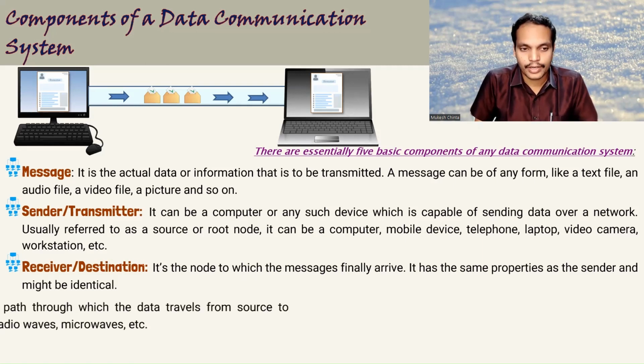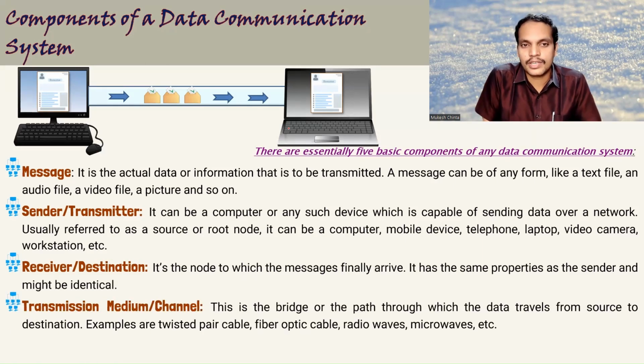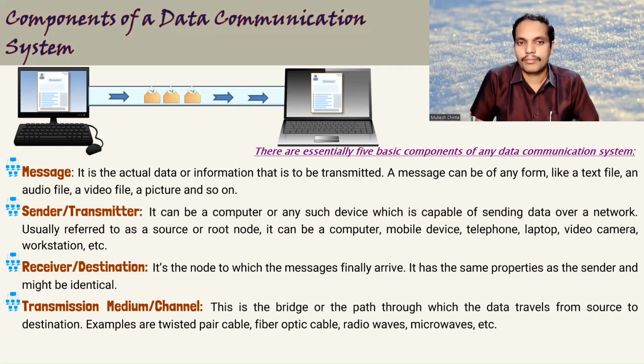The fourth component is how these messages travel from source to destination. You have a message, you have a source, you have a destination, but how do they travel from point A to point B? There comes your transmission medium, or commonly we call it a channel or a link. This is the bridge or the path through which the data travels from source to destination. Examples are twisted pair cable, fiber optic cable, radio waves, microwaves.